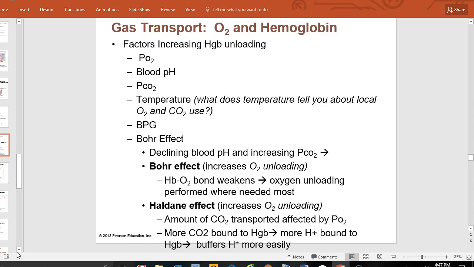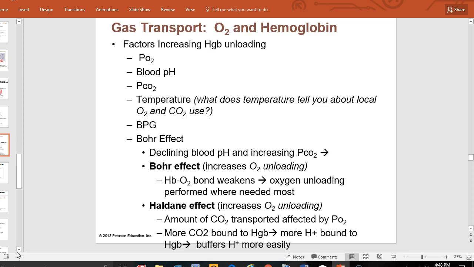Now the Bohr effect and the Haldane effect are really the same, essentially, but looked at from two different angles. Both of these effects are ones that increase oxygen unloading to tissues, but they look at it from different perspectives. So the Bohr effect says that the hemoglobin-oxygen bond is weakened where more oxygen is required. So where you need to unload more oxygen, the bond between hemoglobin and oxygen is weakened because of the increase in PCO2 and a decrease in blood pH.